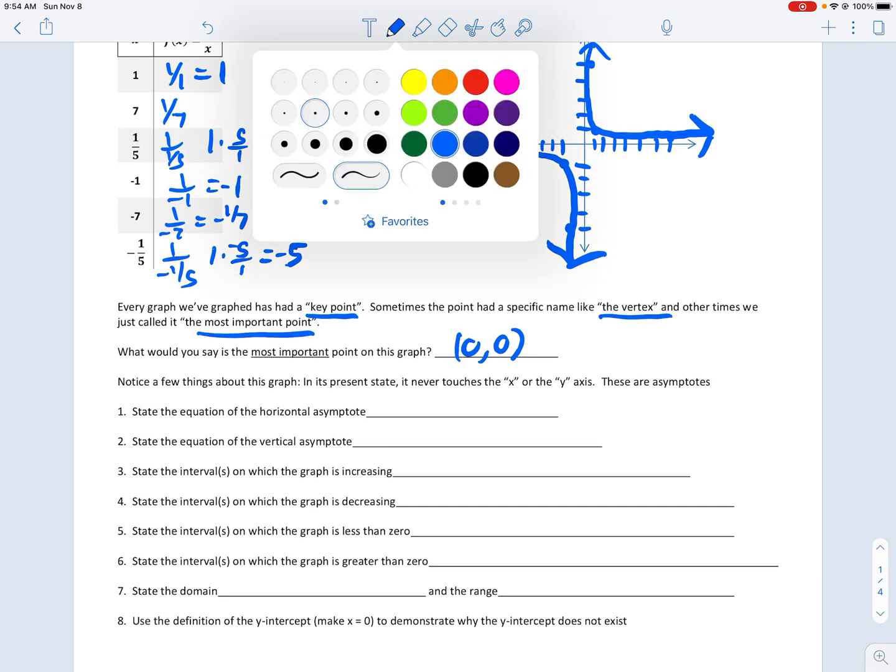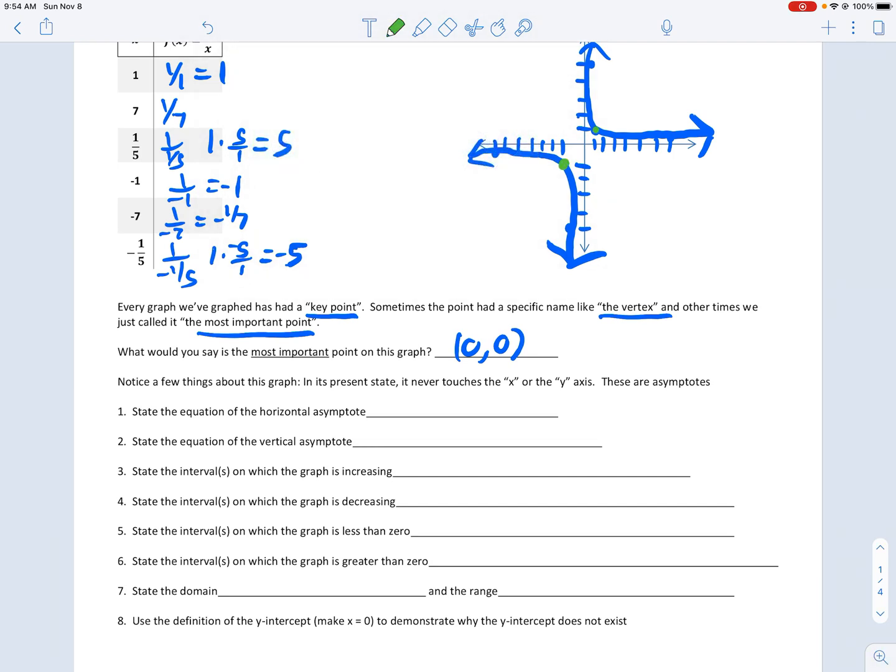The graph is centered around the origin. Some other special points would be these two that are in green right there. So 1, 1 and -1, -1. Notice they're both 1 unit away. Right, one up one, left one down one, but they're 1 unit away. So those are going to be some helpful points I'll reference later. So notice it never touches the x or y axes.